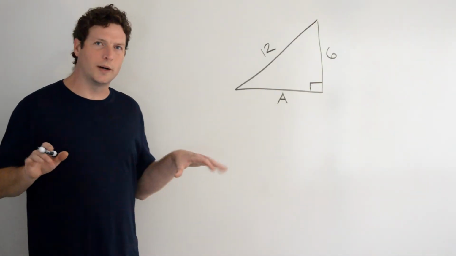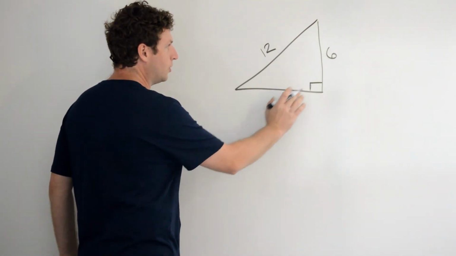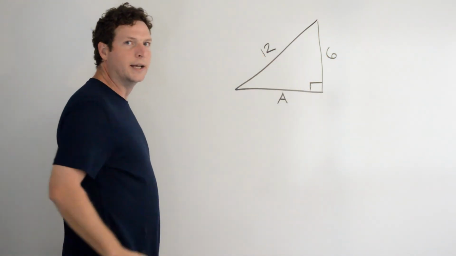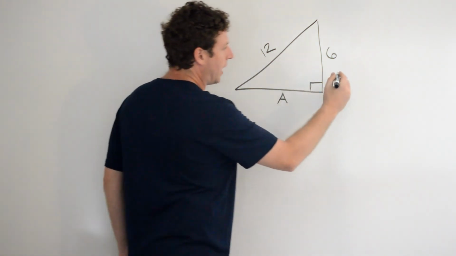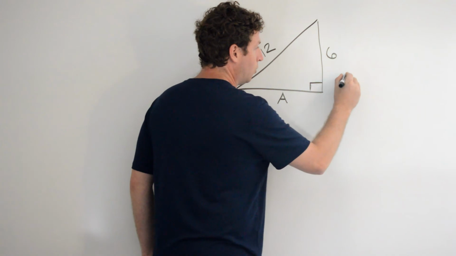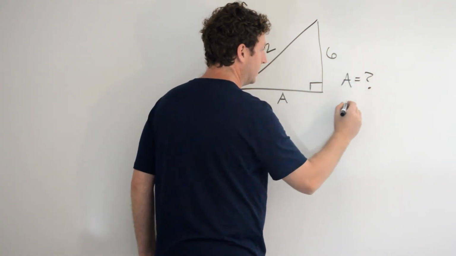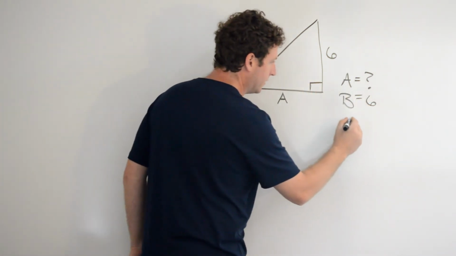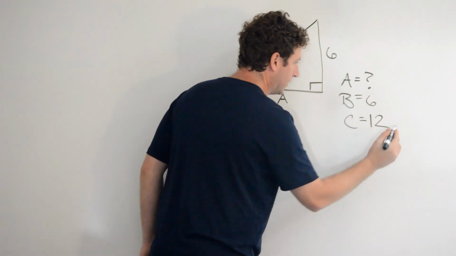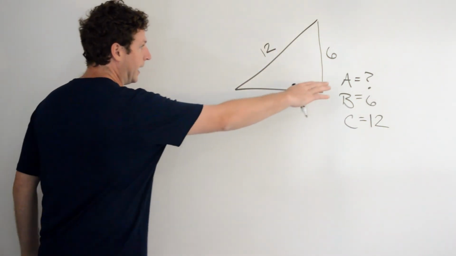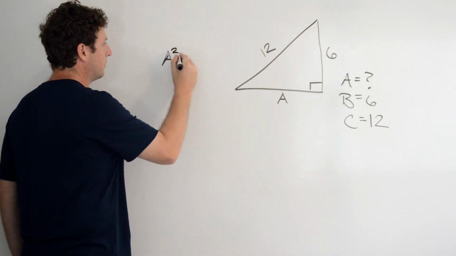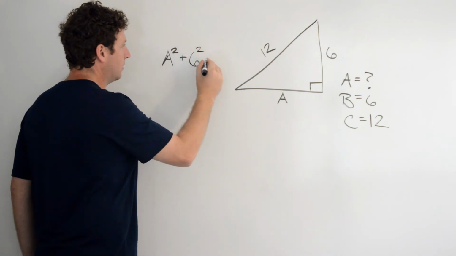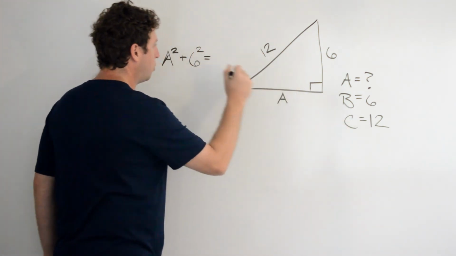Okay, let's go ahead and do one more. Here we are. We have our two legs and we have the hypotenuse. And I know that's the hypotenuse because it's opposite my 90-degree angle. So let's go ahead and write down what we know. It looks like we're looking for A. B is 6 and C is 12. Let's plug it in, okay? So we have A squared plus 6 squared equals 12 squared.